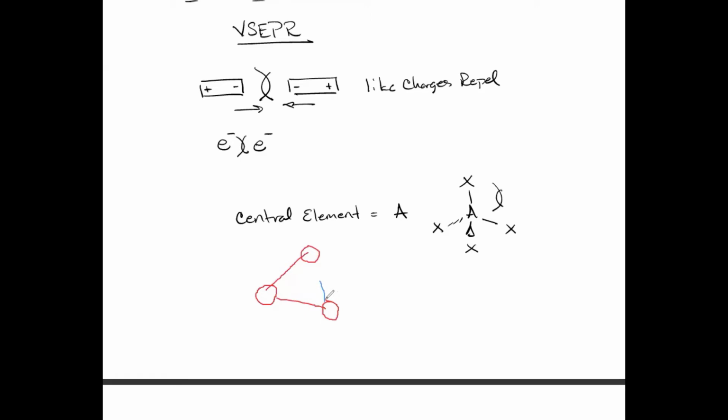And so all VSEPR says is they'll try and get as far away from each other as possible, right? So this one's going to move that way, and that one's going to move that way. How far apart could they get? What's the maximum distance they can get away from each other? So at the end of the day, in this particular case, they would be able to get 180 degrees away from each other, right? That's the situation here. And so that's what they'll do.